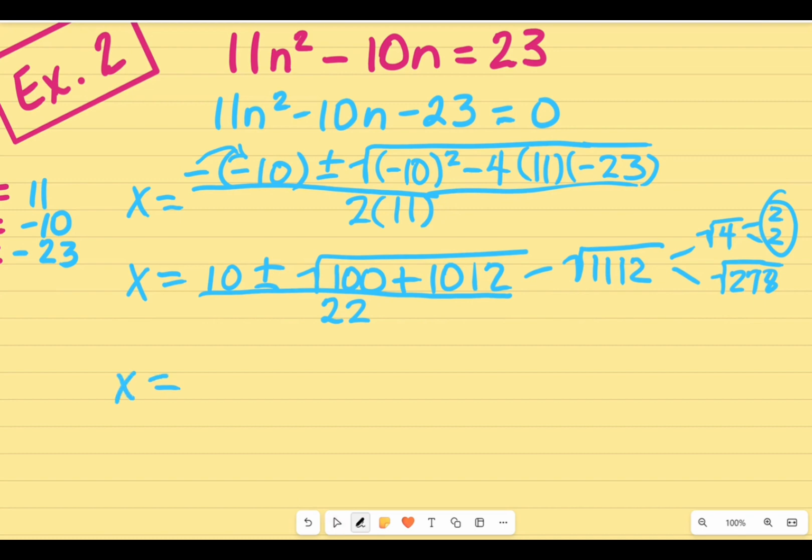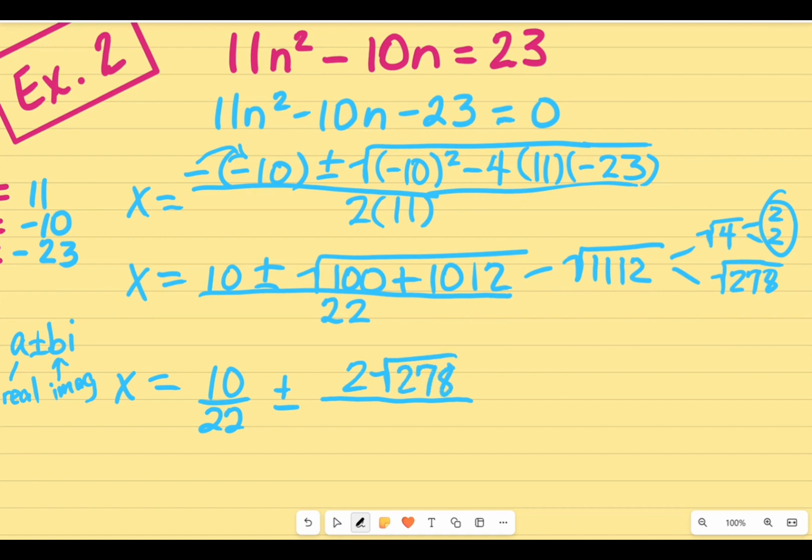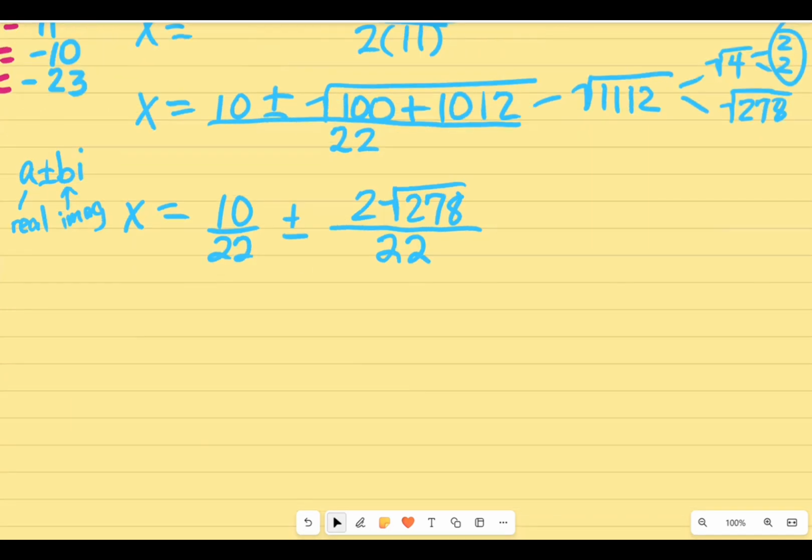So X, and I see that I could possibly simplify this, so what I'm going to do is take it apart, and I'm going to put it in A plus or minus BI form, where A is the real part. And we haven't talked about this yet, but BI is going to be the imaginary part. So I want to put it in that format. So 10 over 22. Notice this fraction bar goes with everything. So I have 2 different fractions separated by this plus or minus. And then over here, I just said that it's simplified to 2 radical 278, but it is also divided by 22. I can further simplify this because I can divide both the numerator and the denominator by 2 on both sides.